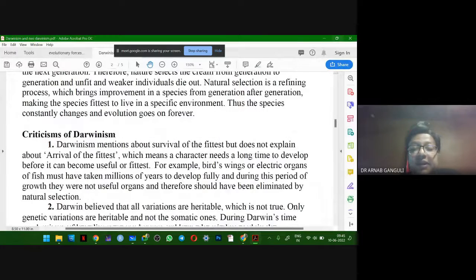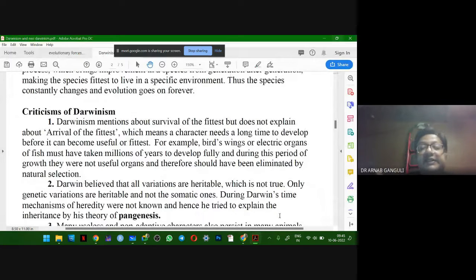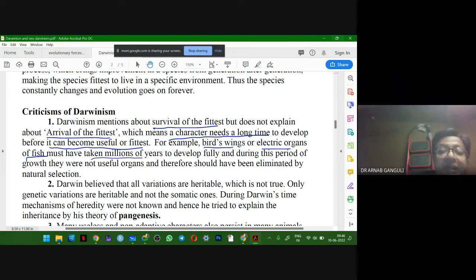So there are certain criticisms of Darwinism. They mention the survival of the fittest, but it does not explain the arrival of the fittest, which means a character needs a long time to develop before it can become useful or fittest. For example, a bird's wing or electric organs of fish must have taken millions of years to develop fully, and during this period of growth, they were not useful organs and therefore should have been eliminated by natural selection.